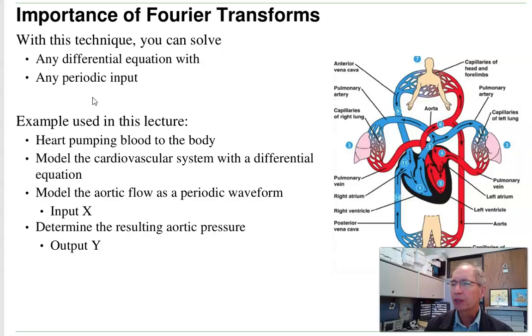I'm going to model the blood flow, the flow coming out of the heart when the heart compresses, as a periodic waveform that's not a sine wave. And then for that non-sinusoidal periodic input, try to find the aortic pressure. So that's kind of what we'll be doing. This really works for any differential equation with any periodic input. This is what we're going to look at, just to give us something concrete to look at.